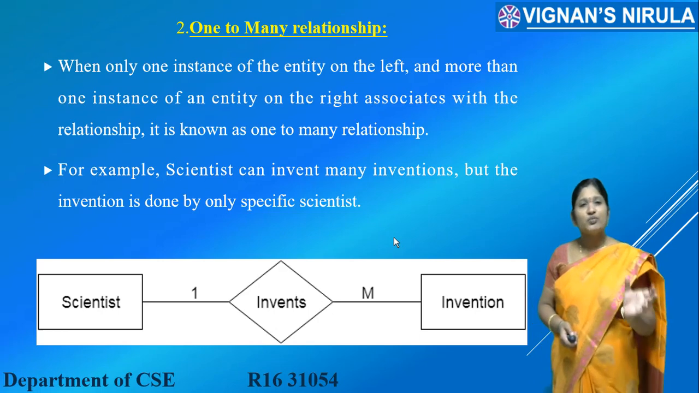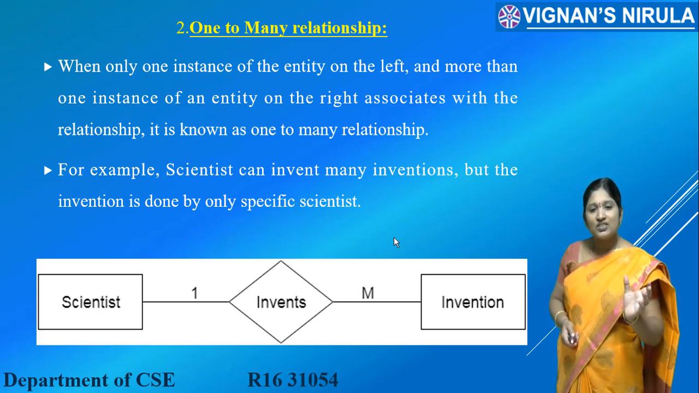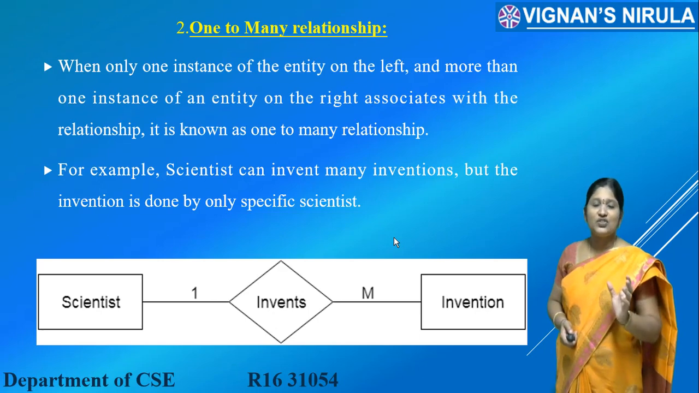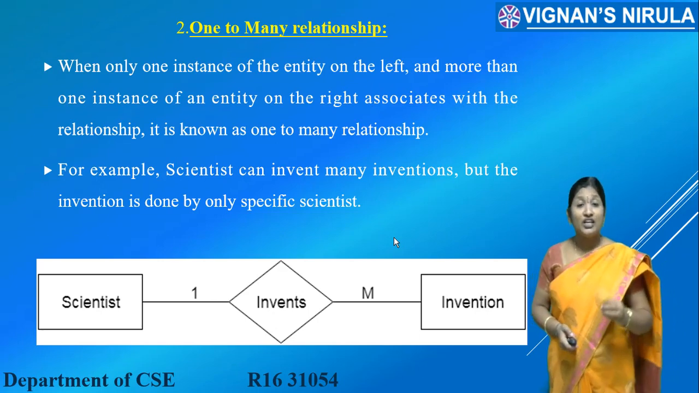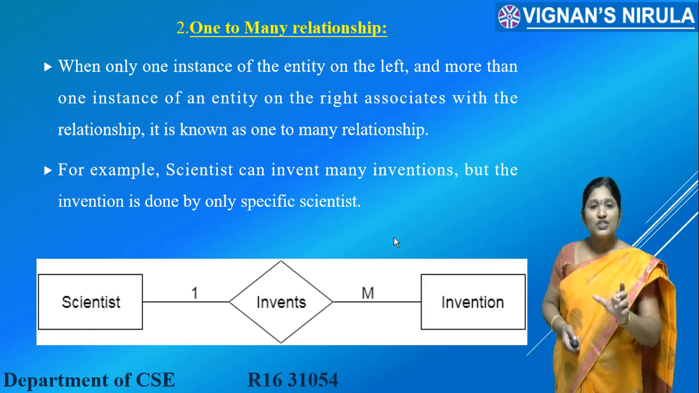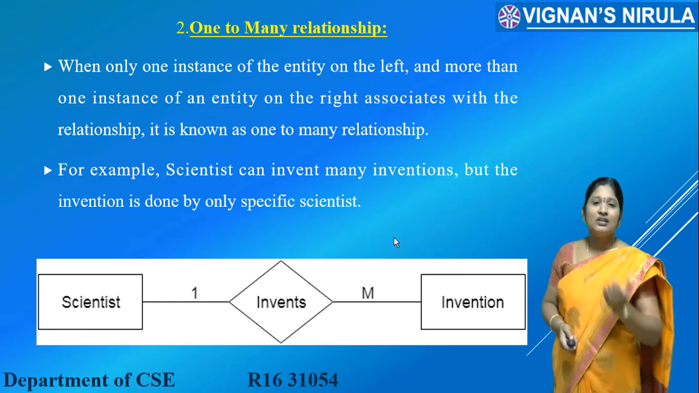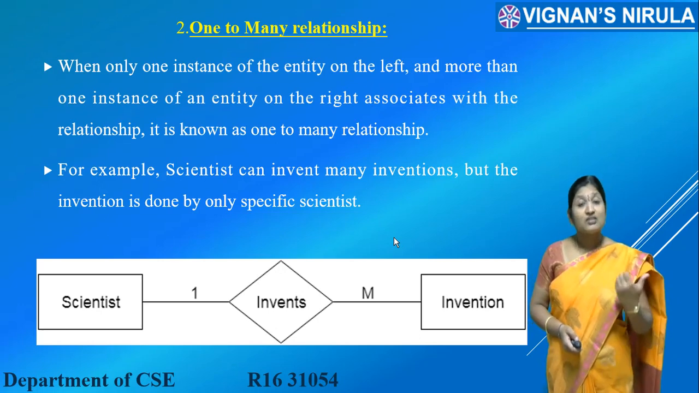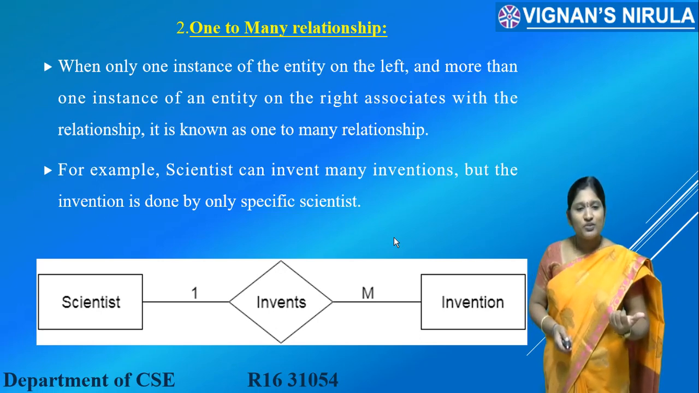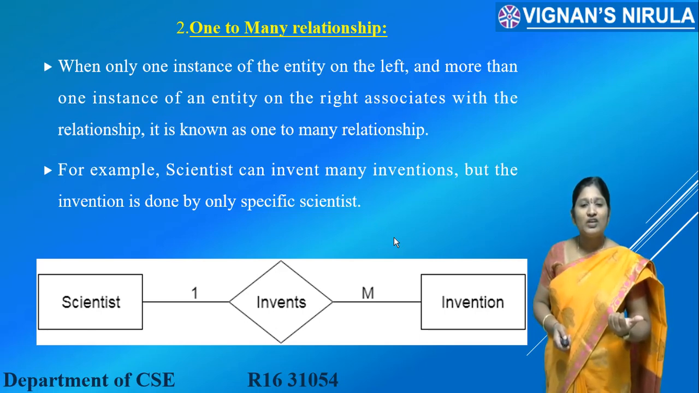So what is the kind of relationship between the scientist to invention? The scientist invents this particular invention, and afterwards we need to identify what is the type of relationship. As already we have given, one scientist can invent many inventions. One invention can be invented by means of a single scientist. That means the participation of scientist is many. He can do many inventions, whereas the participation of invention is one. That is, an invention is going to be invented by means of a single scientist.